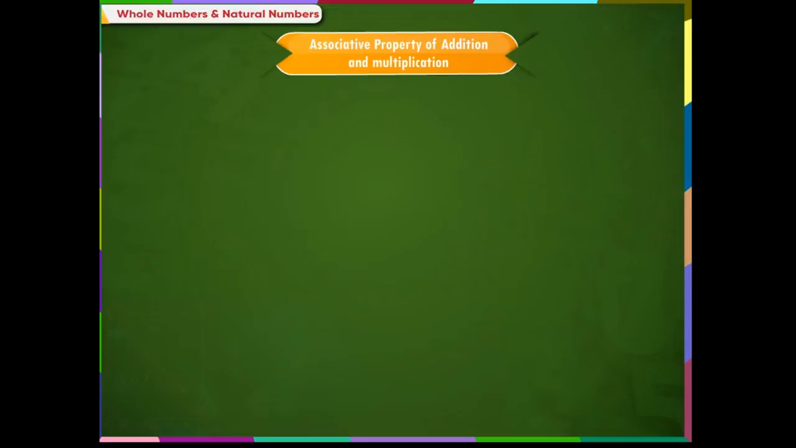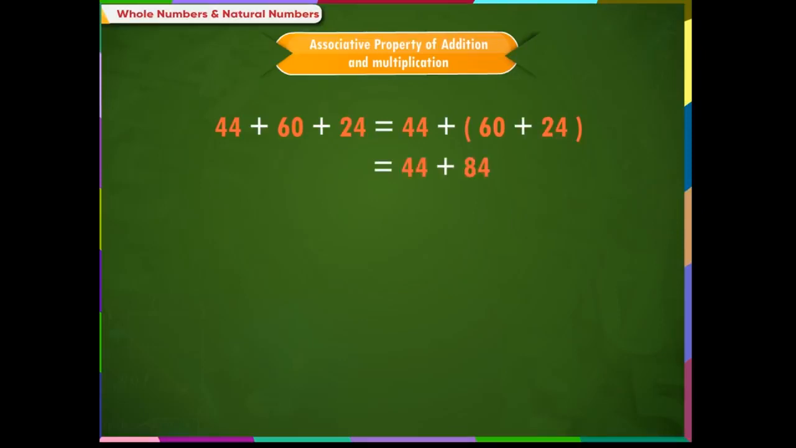Let us see how this property works in making our calculation easier. Example: add 44 plus 60 plus 24. To add these 3 numbers, we can associate the last 2 numbers. That is, 44 plus in brackets 60 plus 24 is equal to 44 plus 84, which gives 128.